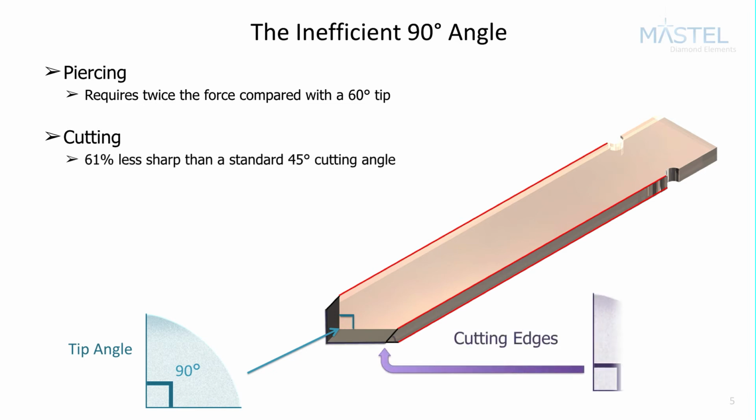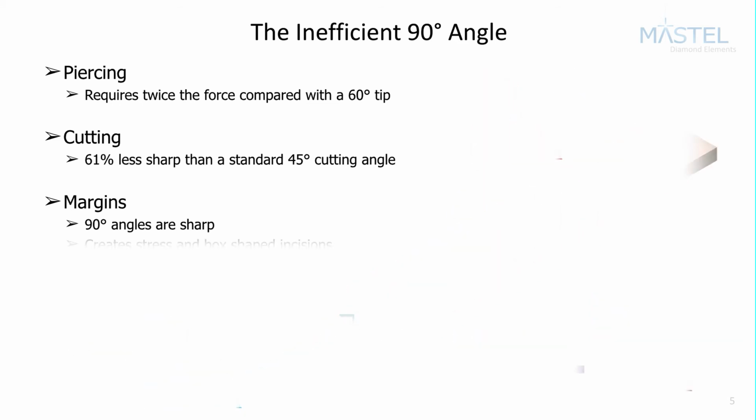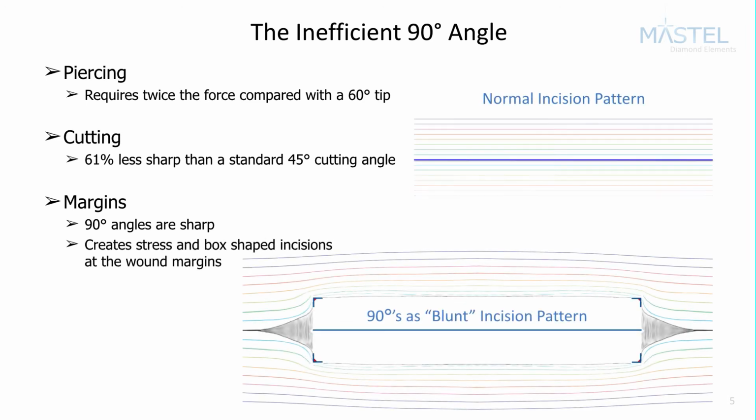For cutting, tip angles of 90 degrees are dull when compared with the industry standard 45-degree edge. Just imagine slicing a tomato with a chisel. Similarly, 90-degree angles are not appropriate for blade margins. For the blade margins, 90-degree angles are actually considered sharp. 90-degree edges at the wound margins create box-shaped incisions that can be detrimental to wound closure.